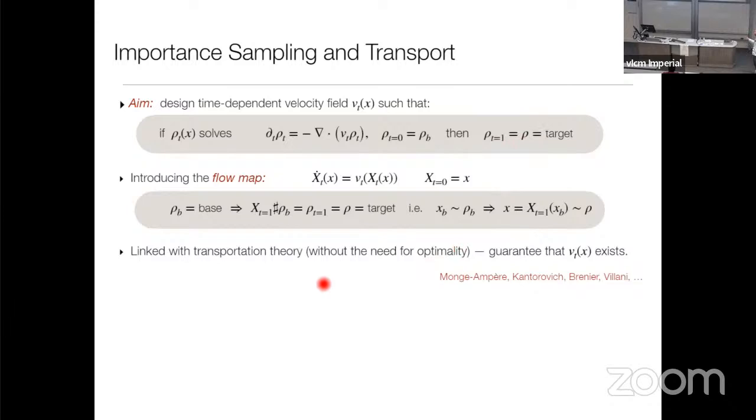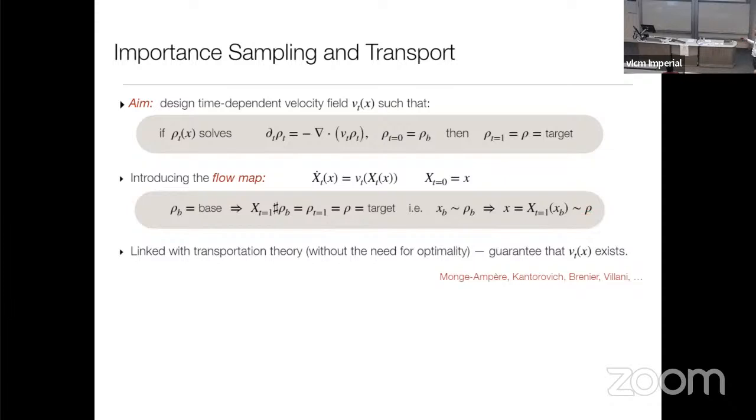This is an Eulerian statement. You can rephrase that in a Lagrangian way by saying, if you introduce the flow map of this velocity field, it says that if you push forward the base by this map at time t equal 1, it gives you the target. Or if you want to say that in even more layman terms, it says that if you draw a sample from the base and you push this sample through the map, it gives you a sample of the target.